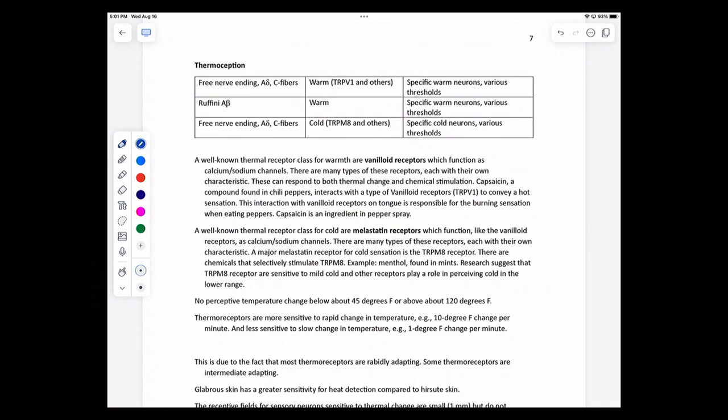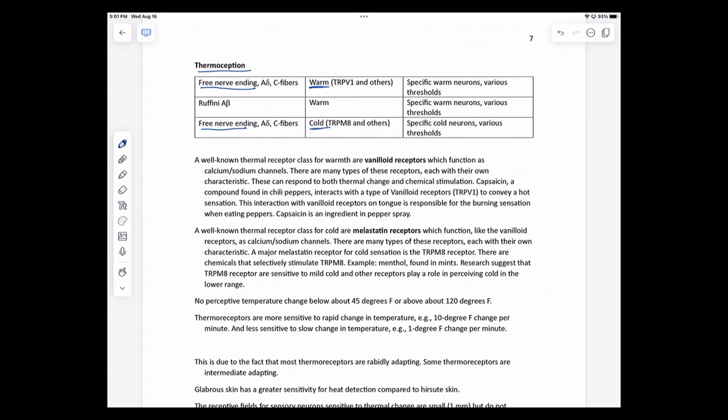I want to spend a little bit of time with you talking about thermoception. That's our ability to recognize varying temperatures, whether it's warm or whether it's cold, regarding the environment. So thermoception, or our ability to sense temperature, is dominated by free nerve endings. And we have 2 general categories of thermoreceptors, or thermoneurons. One class is going to be warm, and the other class is going to be cold.